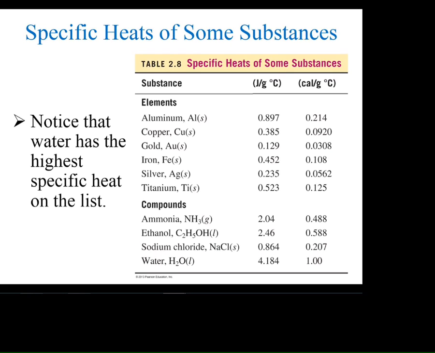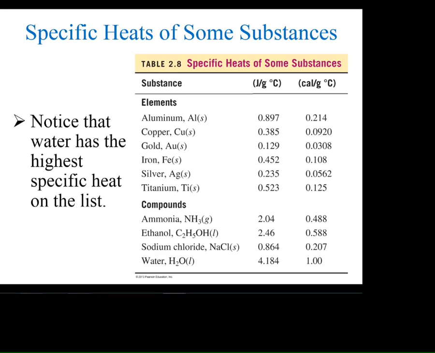Okay. So here's a list of a bunch of different substances. I want you to notice water has a freakishly high specific heat. Water, in fact, has about the highest specific heat of anything in the universe. So what does that mean? Well, it takes more energy to heat up water than it does anything else. Water is the hardest thing to heat up, basically. Water is way harder to heat up than aluminum, copper, gold, ammonia, alcohol, ethanol, anything else.